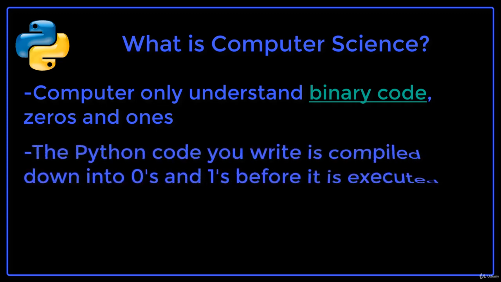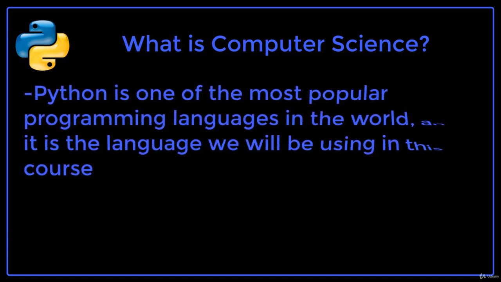Programming languages interface between us and the computer. We write code that then compiles down into zeros and ones before it is executed by the computer. There are so many programming languages out there that you can use to communicate with the computer and write algorithms through code that the computer can execute.